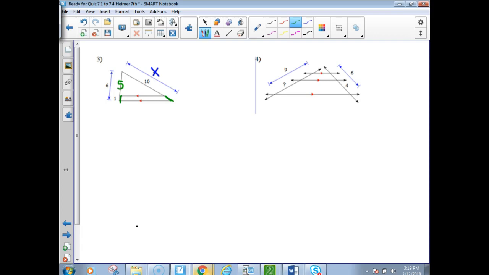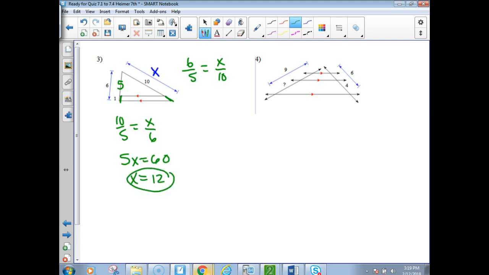All right, so you did whole side to whole side, basically. All right, so he went 10 is to 5 as x is to 6, which would work. I think some students might see better 6 over 5 equals x over 10. Careful about that x being first, though. Regardless, this is the best way to do the problem. Cross multiply and then divide. So 6 times 10 divided by 5 would be 12.